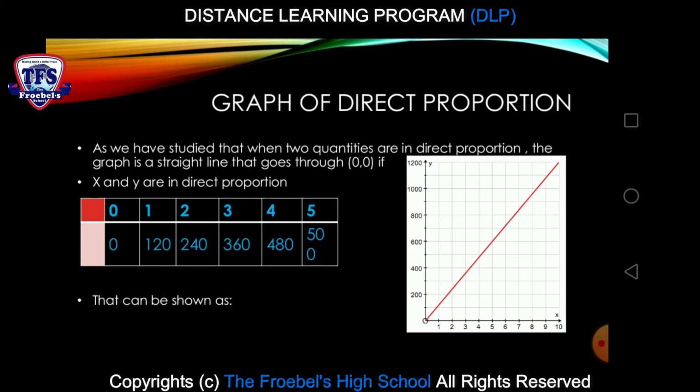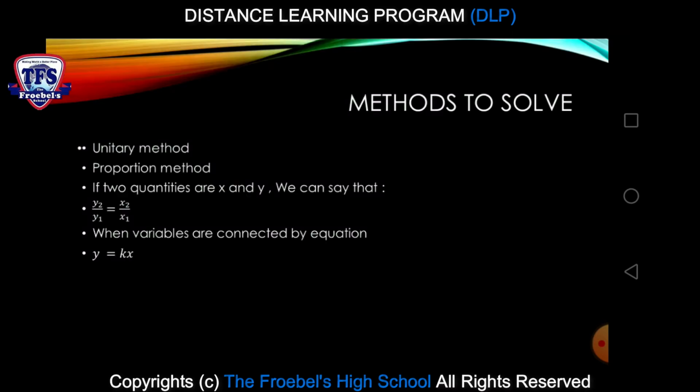All right, this has been done by us in our previous lectures, and we have done multiple examples of this one. Hope you are able to do all of the examples and have no confusions regarding this, like if x is directly proportional to the quantity y. We have these methods which we used earlier, the unitary method and the proportion method. If two quantities are x and y, we can say that y2 over y1 is equal to x2 over x1. And when variables are connected by an equation, we can say that y equals kx.